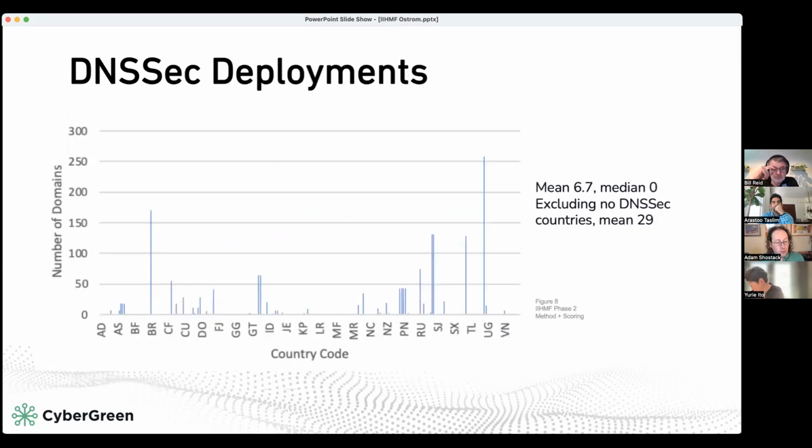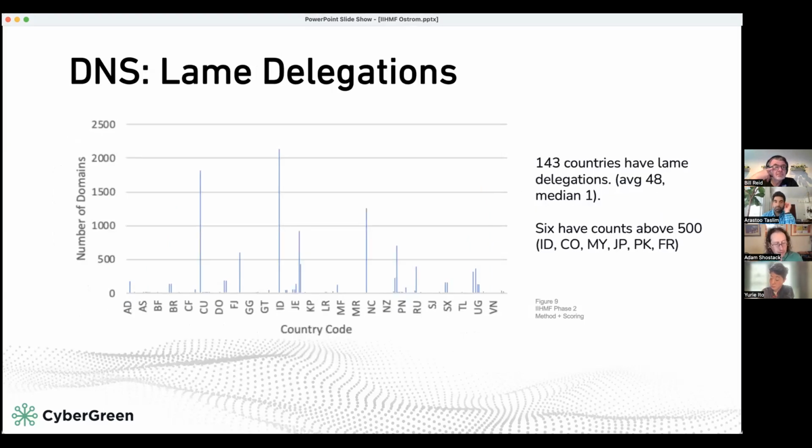But when we take a look at this in a separate view, we excluded all the no DNSSEC countries, and we just looked at the number of domains that were covered. And this was interesting because a very small number of countries had more than 50 or so DNSSEC deployments. And that's something that came out of the work. And then again, lame delegations.